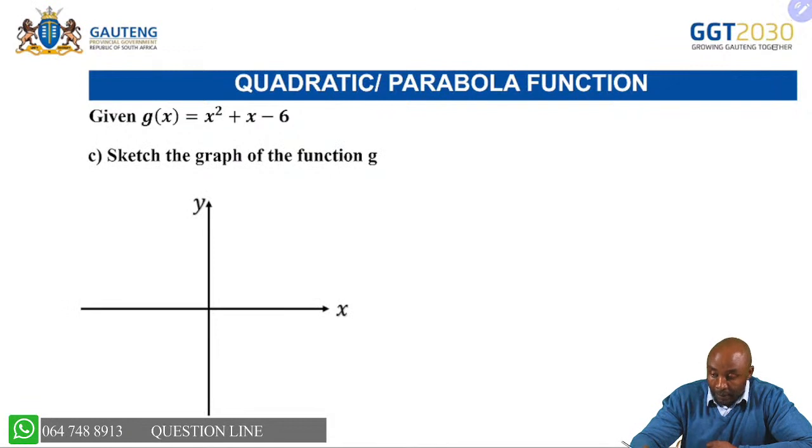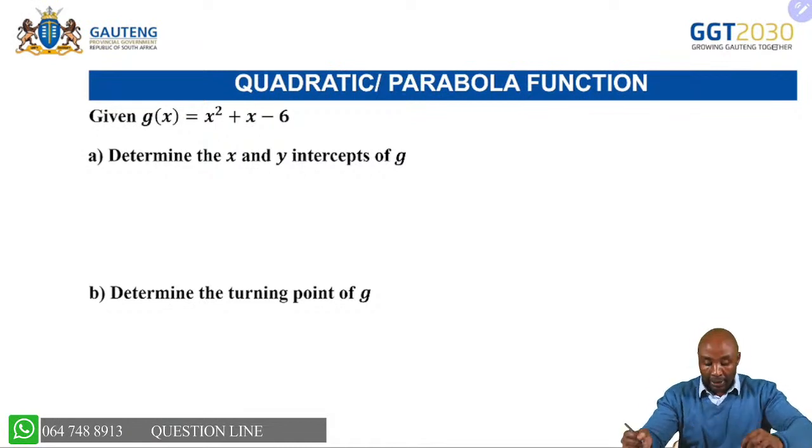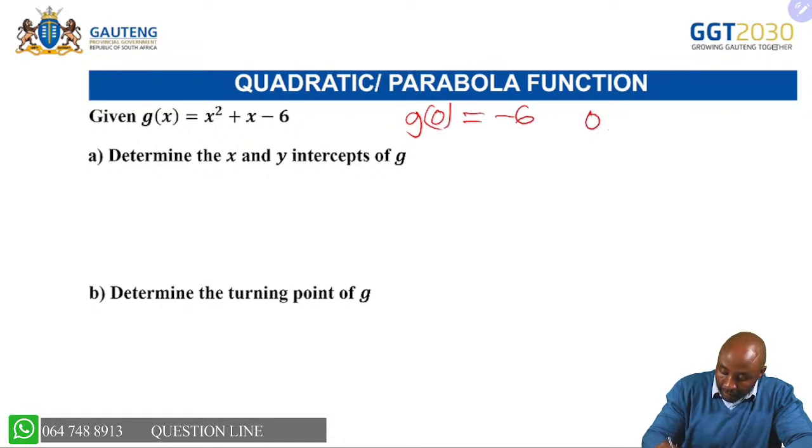Okay, now we will get the x and the y intercept. I will start with the y intercept because it's easier. Our x is 0, g of 0 becomes negative 6, and I know that this will give me 0 and negative 6.